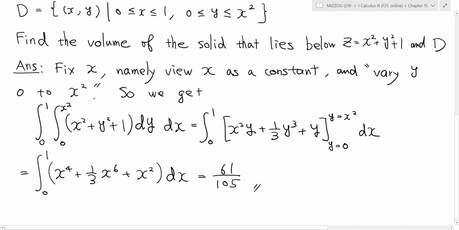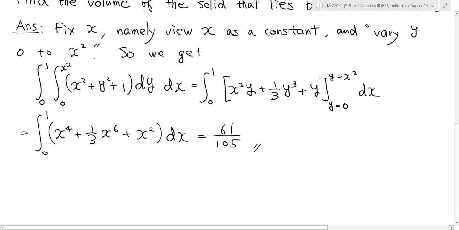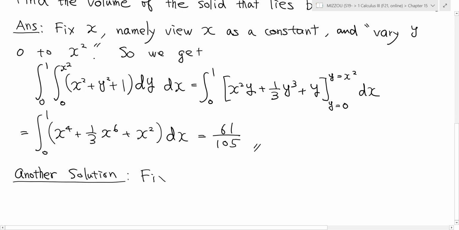Okay, now, just like the case of the integral over a rectangular region, you can switch the order of integration. Namely, you may fix y first and vary x, and then integrate with x first. That's essentially what's called Fubini's theorem. So here's another solution. Fix y first. That's the same as considering y as a constant.